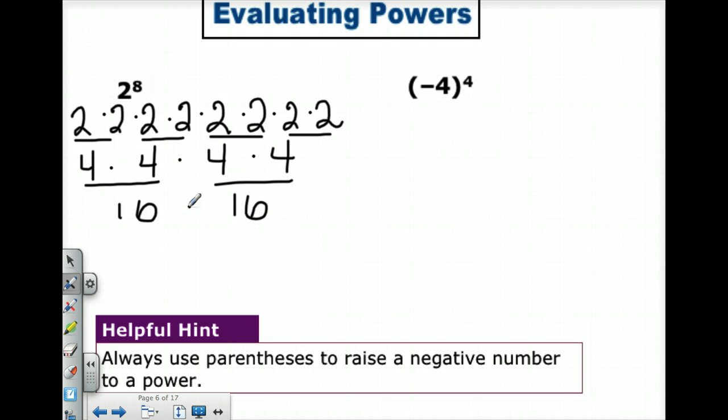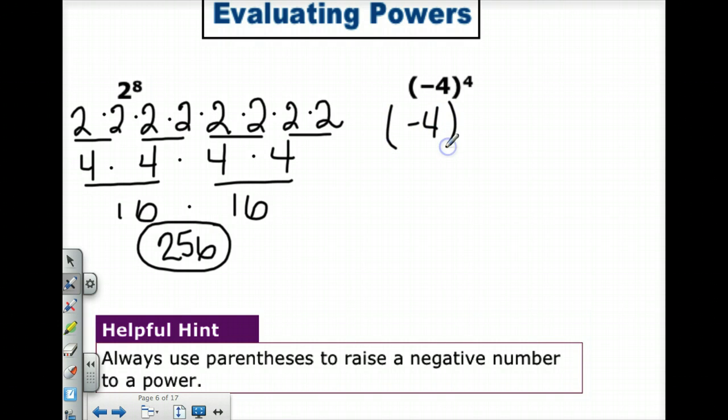4 times 4 is 16. If you have your calculator, type that in. 16 times 16 is 256. Again, by using order of operations, you are less likely to make an error rather than just typing numbers in your calculator.